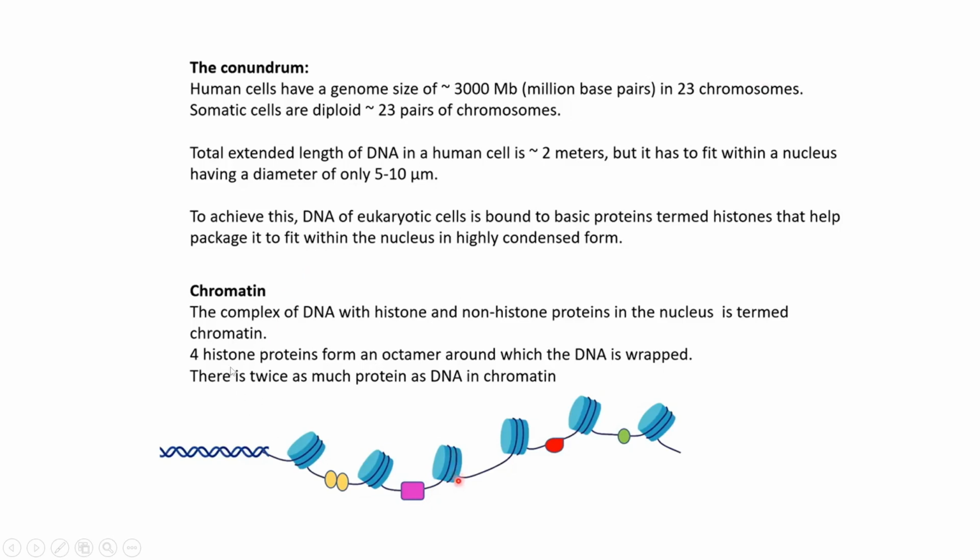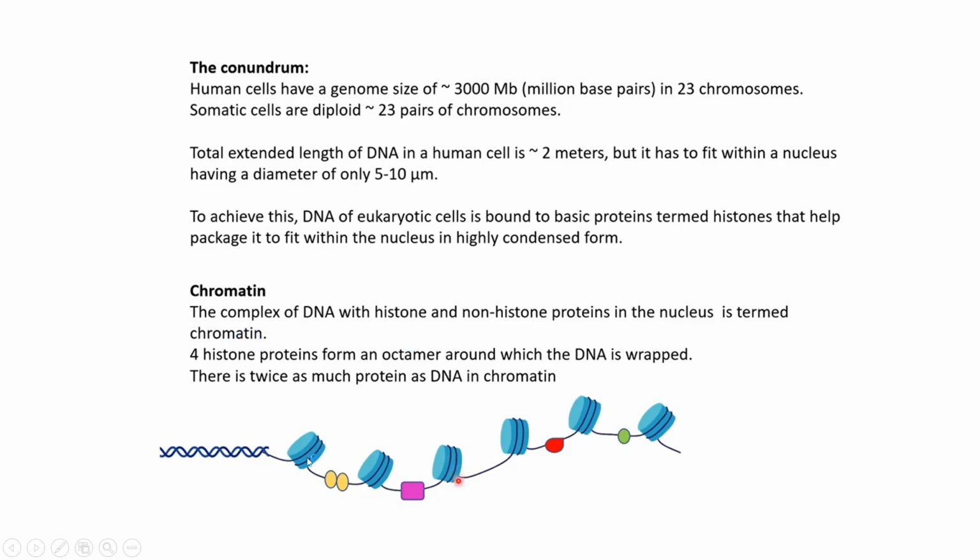The complex of DNA with histone and non-histone proteins is termed chromatin. So it is the DNA bound to histones and other non-histone proteins. Non-histone proteins include the other proteins which help in packaging apart from histones, like condensins and cohesins, and all the other proteins involved. The complete structure is known as chromatin.